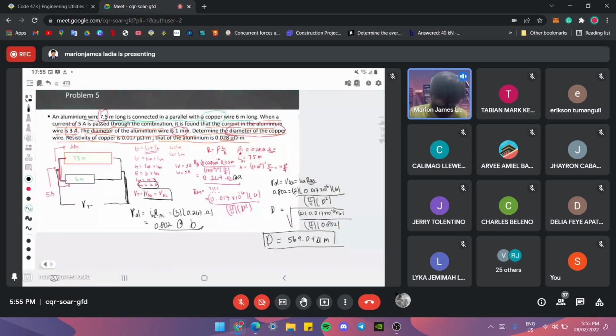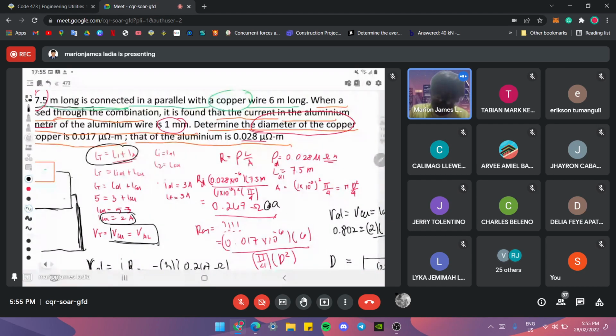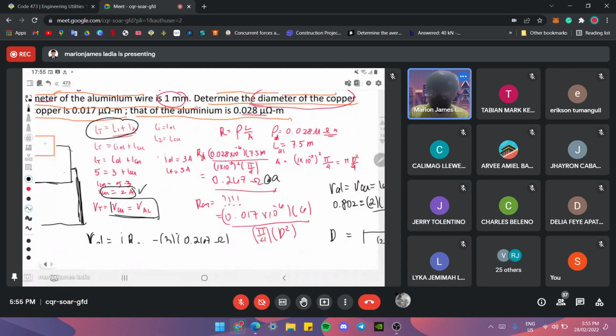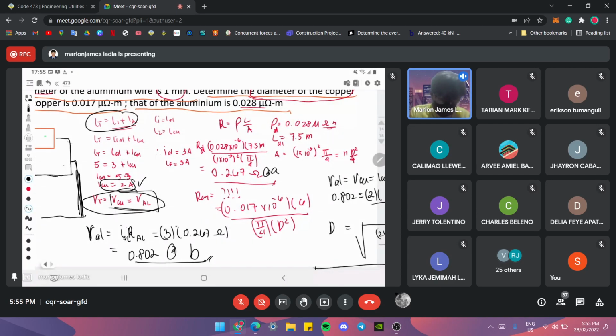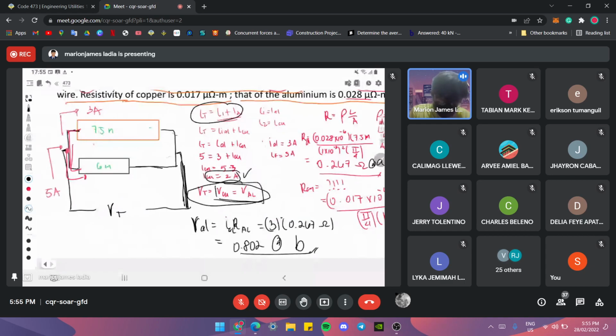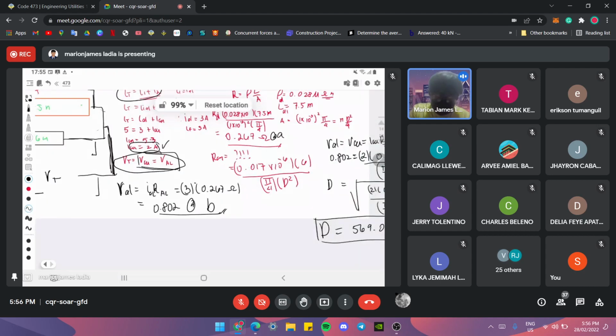Ito yung pinaka-pillar natin dito. I total is equal to I1 plus I2, which we solved na yung value ng current ng copper na pumapasok sa kanya is 2 ampere. And then next pillar, next equation is ito. Yung property ng parallel is that kung ano yung voltahe na pumapasok dito, since naka-parallel siya dito, equal din siya sa voltahe na pumapasok dito. Okay? Kaya sinabi natin that VT is equal to VCU is equal to VAL.